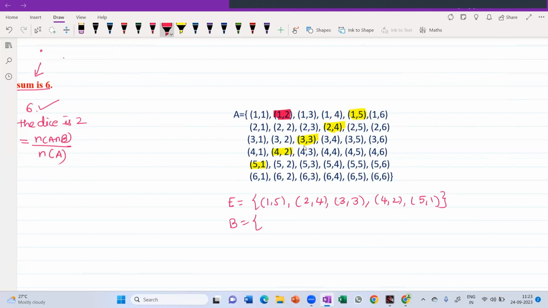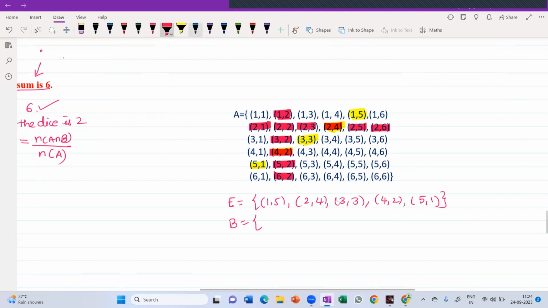Either on the first roll you should get 2, or on the second roll. But at least one 2 you should get when you roll a pair of dice. It can be more than one also. So 1,2, we are getting 2 in at least one of the places. Then 2,1 and 2,2 will also be considered, because we are getting at least one 2 in the pair. Then 2,3, 2,4, 2,5, then 2,6. Then 3,2, 4,2, 5,2, and 6,2. So in all these cases, we are getting 2 in one of the places.